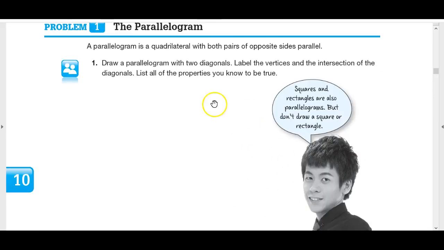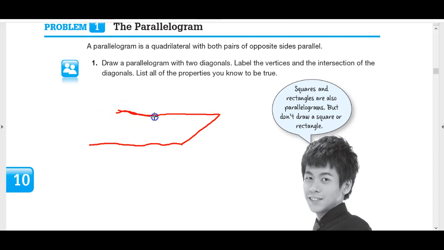First thing they want us to do is draw a parallelogram with two diagonals and label the vertices. It says squares and rectangles are also parallelograms, but don't draw a square or a rectangle. So we're not going to cheat and make it easy. We're going to draw one side and then we'll make another side, so it's not a rectangle, and it's not going to be the same length, so it's not going to be a square either. I'm going to try to draw this side to be parallel to that one.